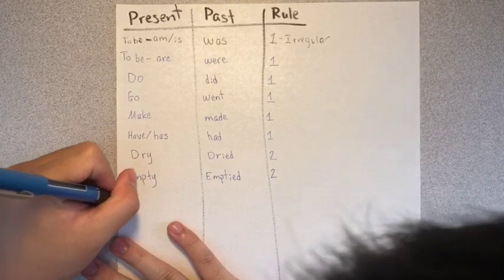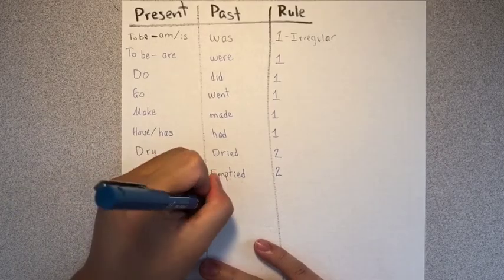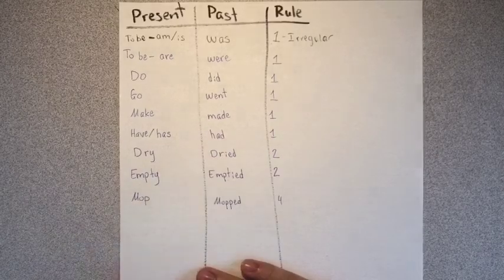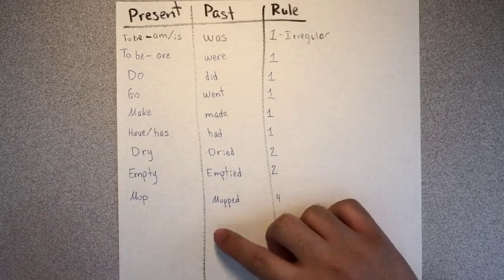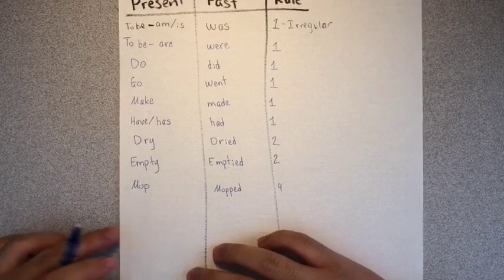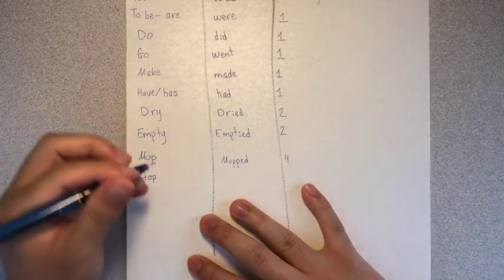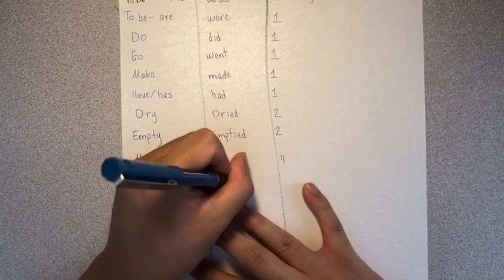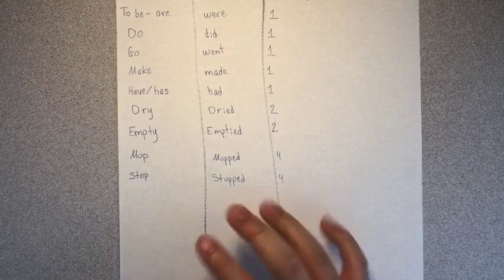We have mop. In present tense, we say mop. In past tense, we say mopped. This follows rule 4. Or rule 1. We just add 2 P's here. It's okay. Spelling is not important in this lesson. If you spell it wrong, it's okay. And we have stop, which is stopped. Rule 4. There's 2 P's here. We just changed it a little. It's okay.